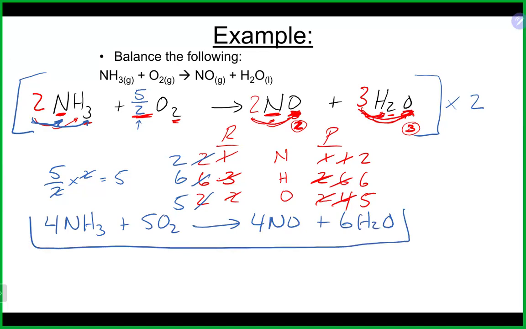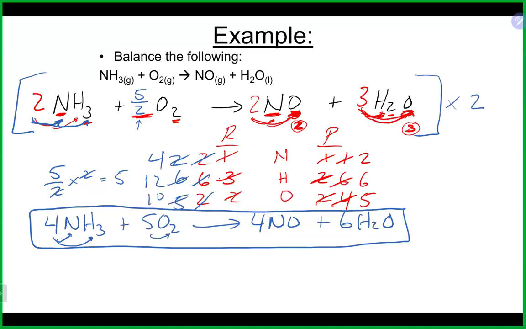And if I did not screw up, we actually should still be balanced, and we should now have whole numbers. So let's take a look. On the left-hand side, we got 4 nitrogens. 4 times 3 is 12 hydrogens. 5 times 2 is 10 oxygens. On the right-hand side, we got 4 nitrogens.